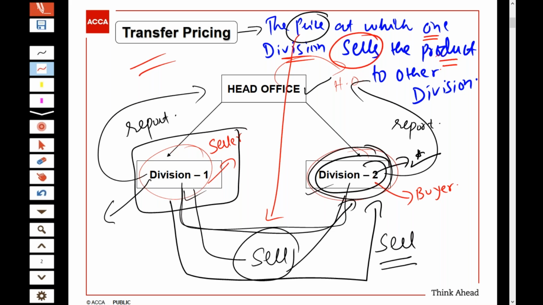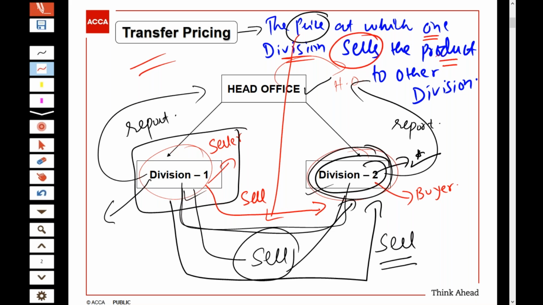Remember my words, division 1 will not give the goods for free. Why? Because it will reduce its profit, and the profit of division 2 would be increased. So there will be unfair treatment. So what is the solution? The solution is that division 1 should sell the product to division 2.